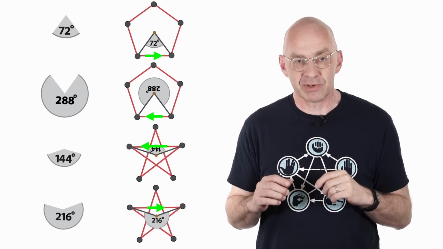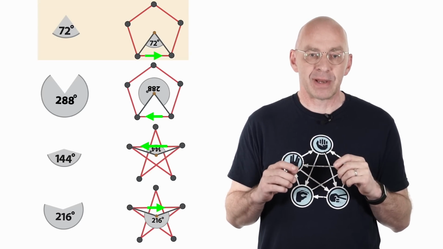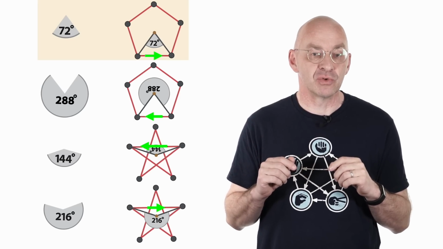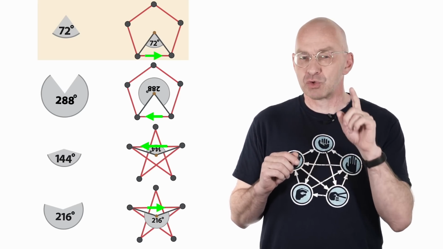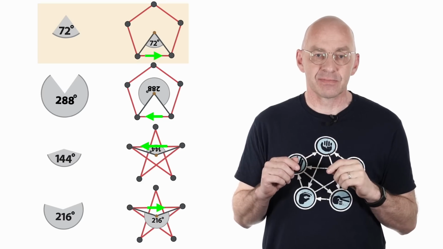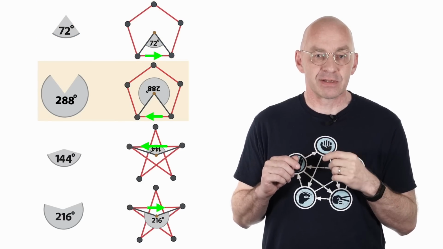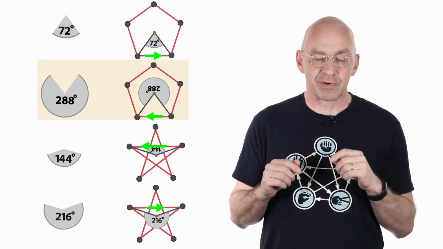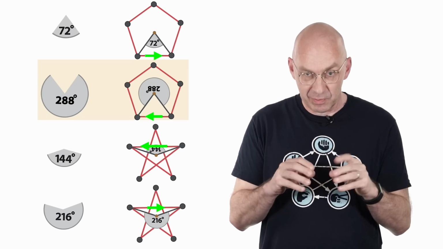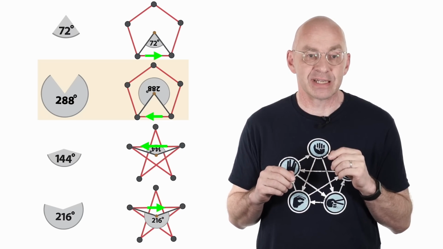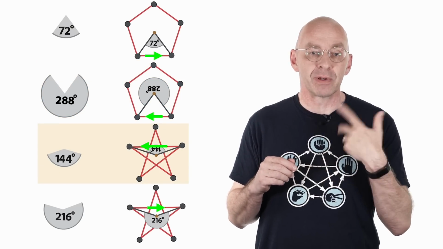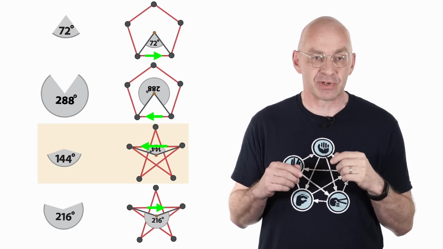For 72 degrees, the oriented regular pentagon on the right will collapse to the middle when we attach 72-degree ears. For 288 degrees, the angle that complements 72 degrees, the same regular pentagon with the direction of travel reversed will collapse to the middle when we attach 288-degree ears. Similarly, for 144 degrees and its complementary angle 216 degrees.